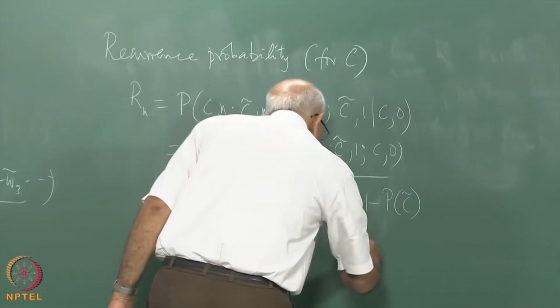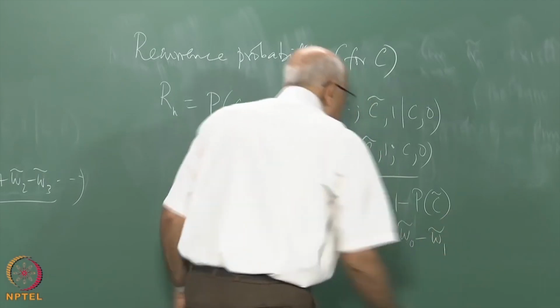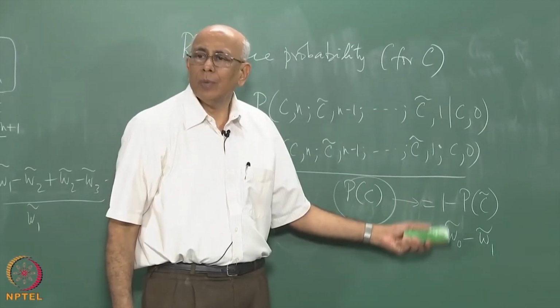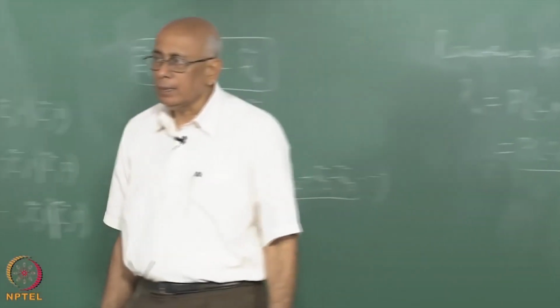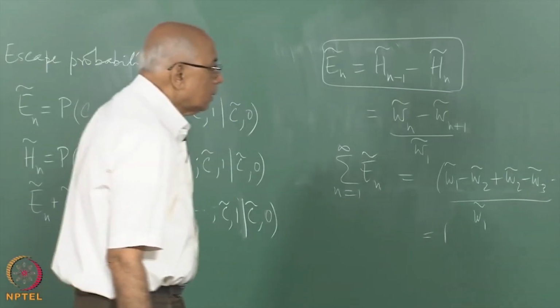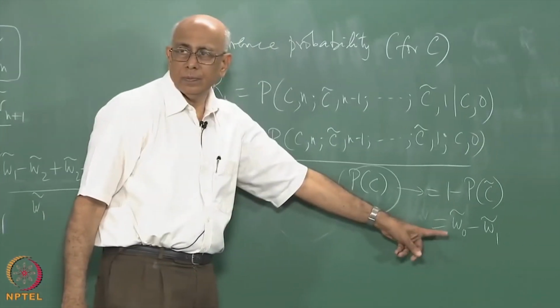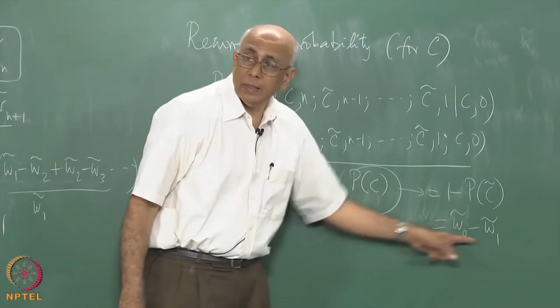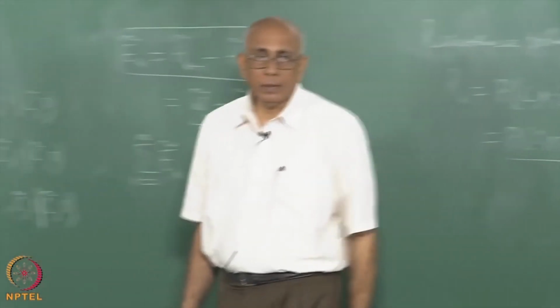But that is equal to W naught tilde minus W1 tilde, because W naught tilde was defined to be 1 and W1 tilde was P of C tilde, right. So in this case the denominator is not W1 tilde but it is this, and this is a decreasing sequence, so this number is smaller than that, so it is positive, that is guaranteed.